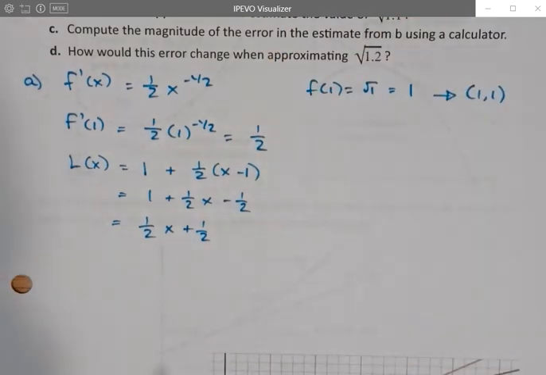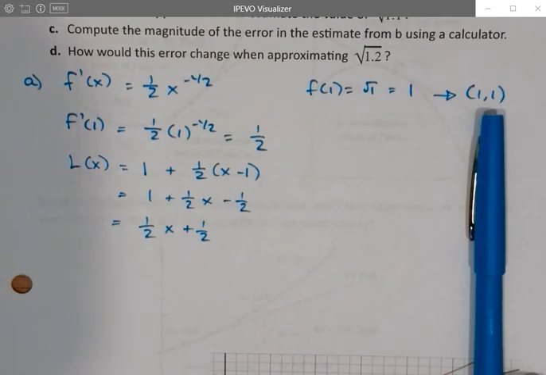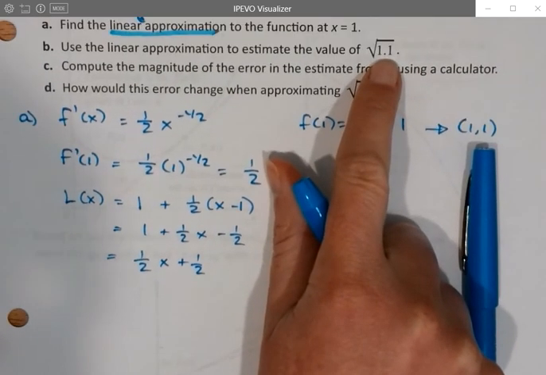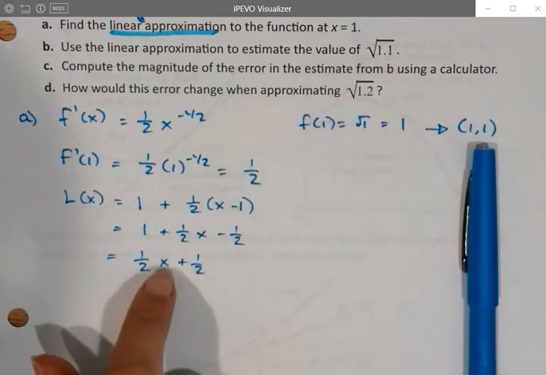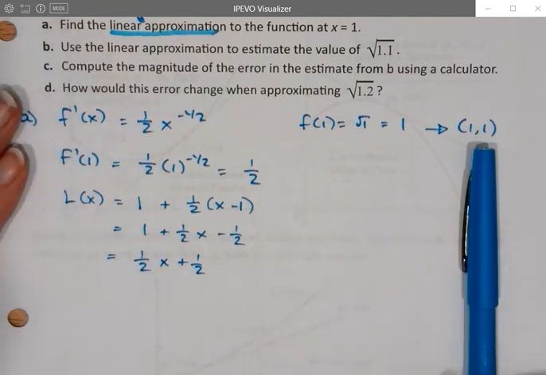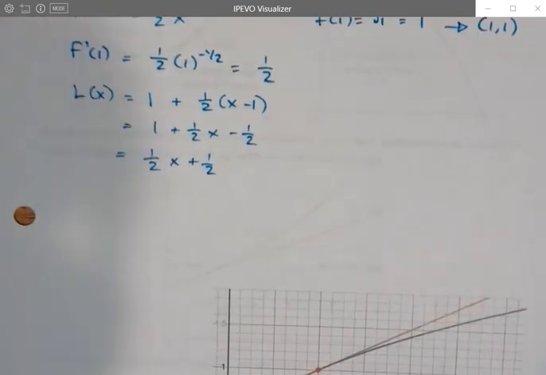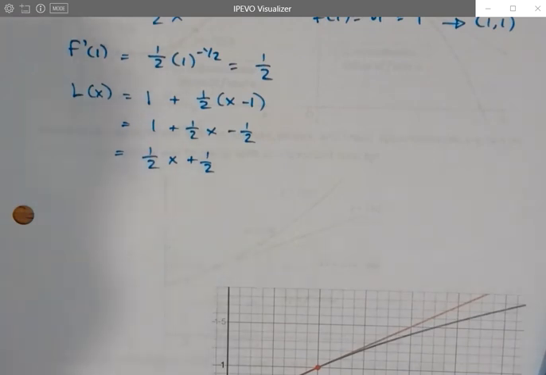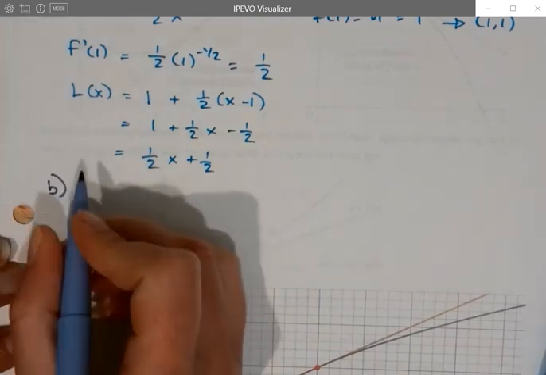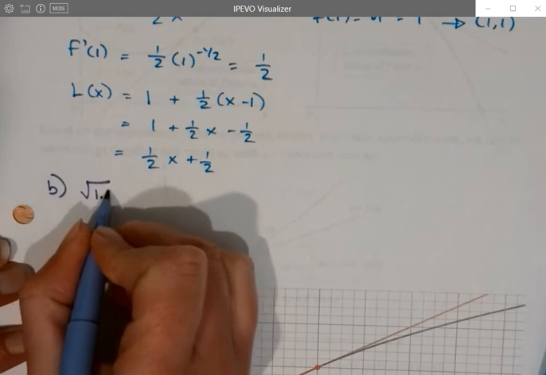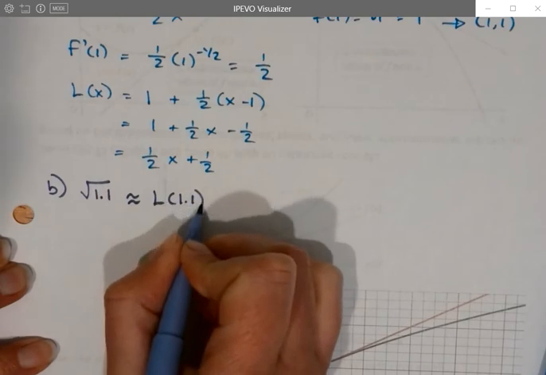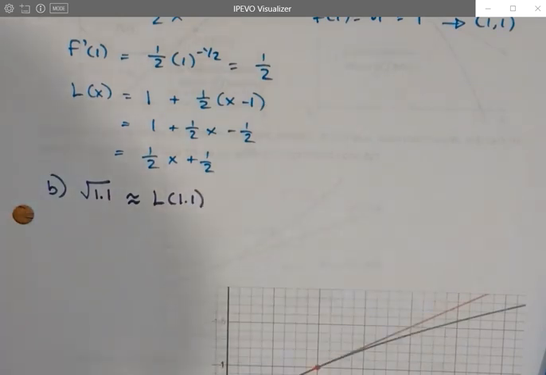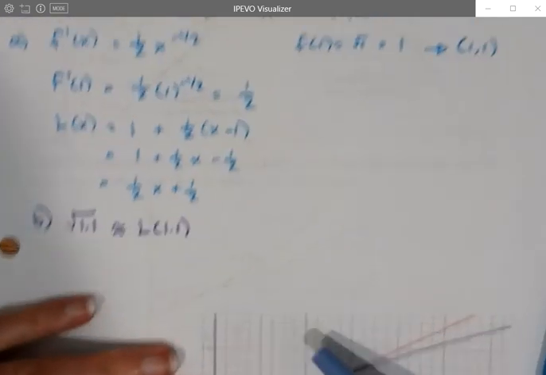Now we're going to use the linear approximation to estimate the value of the square root of 1.1. Now I would not be able to take the square root of 1.1 in my head, but I can plug 1.1 into this linear approximation function. So we're going to use the linear approximation function, part B here, and what we want to do is find an estimate for the square root of 1.1. It's going to be approximately L of 1.1, since L approximates the square root of x function, right?